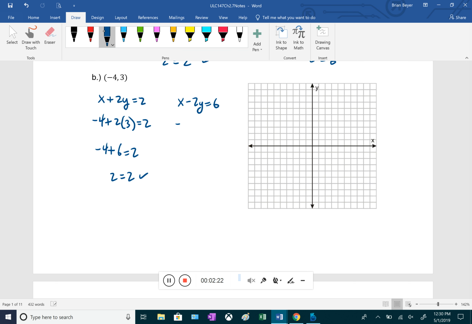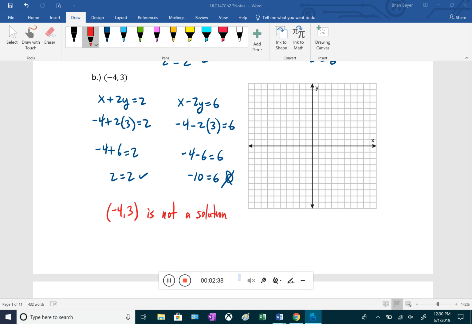We plug in our values: -4 minus 2 times 3 equals 6. That's -4 minus 6 equals 6. This one is -10 equals 6, which is not true. So that means this ordered pair, -4, 3, is not a solution.